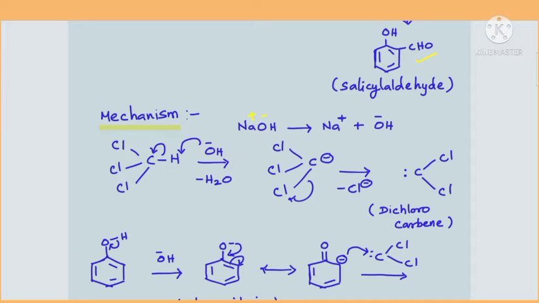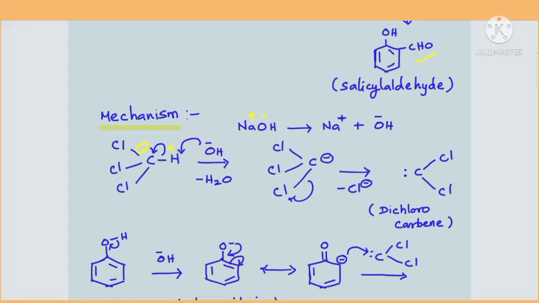Now what is happening is the OH minus ion formed from the alkali will take up a proton. Carbon is more electronegative than hydrogen, isn't it? So when carbon pulls the bond pair towards itself, it gets a minus charge, so that the H gets a plus charge. Now this proton will be taken by OH minus and removed as water. So the carbon atom is getting a negative charge, and you get a species of formula CCl3 minus: carbon with three chlorine atoms with a negative charge.